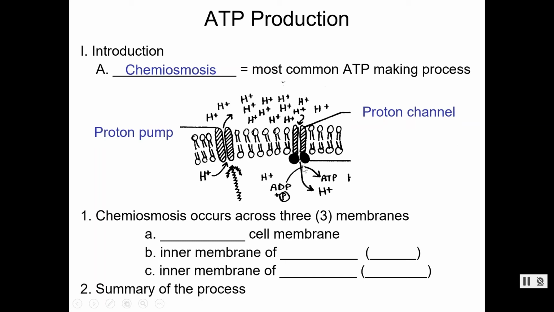Okay, what else did you notice? Hopefully you noticed ATP. That's our end result, right? We're trying to make ATP. This is showing us how we make ATP. We're putting ADP and adding a phosphate group and creating adenosine triphosphate. So adenosine diphosphate plus another phosphate gives us adenosine triphosphate. All right, so that happens here.